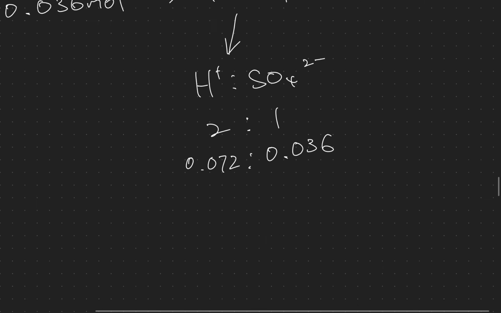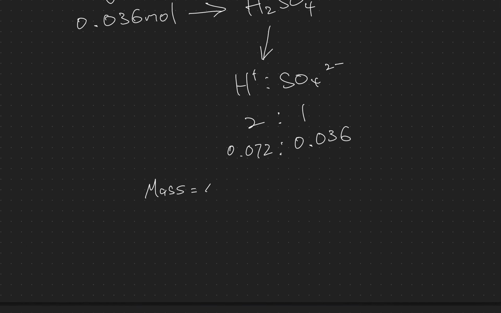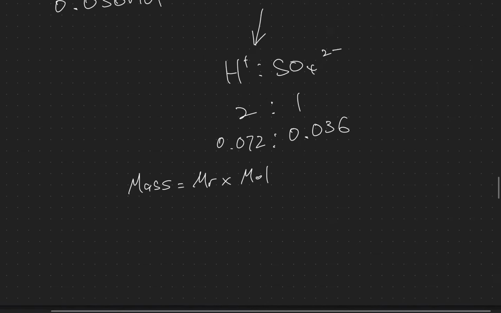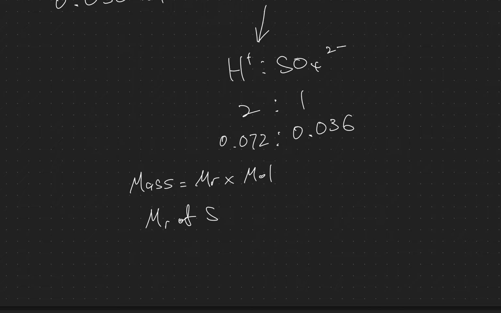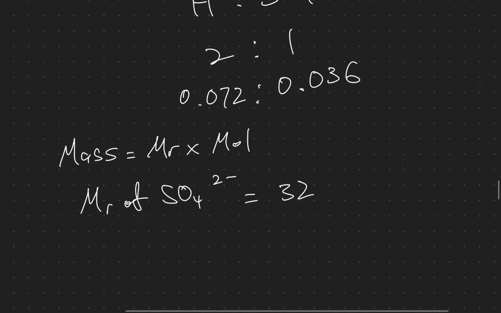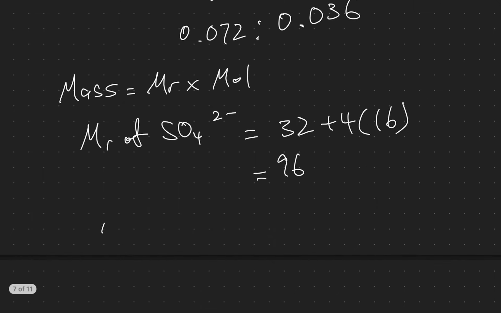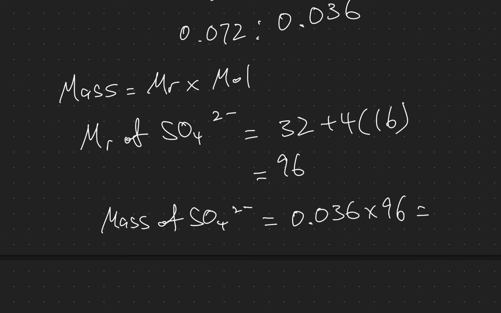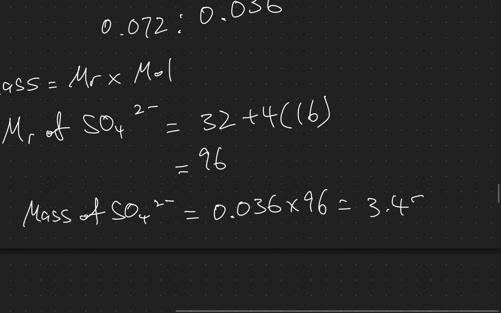Okay, so they want the number of grams. So now we have the moles. Remember, mass equals MR times mole. So now we just need the MR of sulfate ion, which is just 32 plus 4 times 16, which is 96. So therefore, mass of sulfate ion equals 0.036 times 96 equals 3.456 grams.